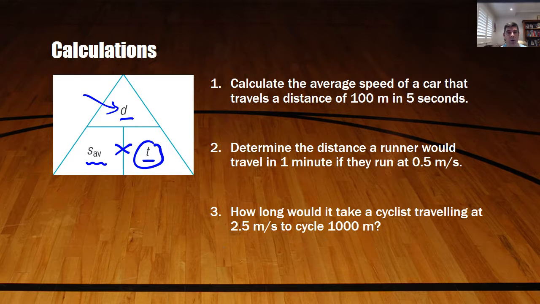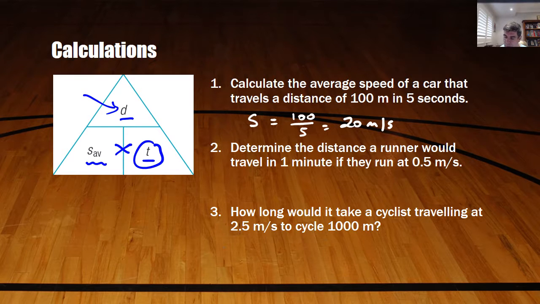So if we look at a couple of examples, if we calculate the average speed of a car that travels a distance of 100 meters in 5 seconds, then the average speed is going to be equal to 100 meters divided by 5 seconds, which is equal to 20 meters per second.